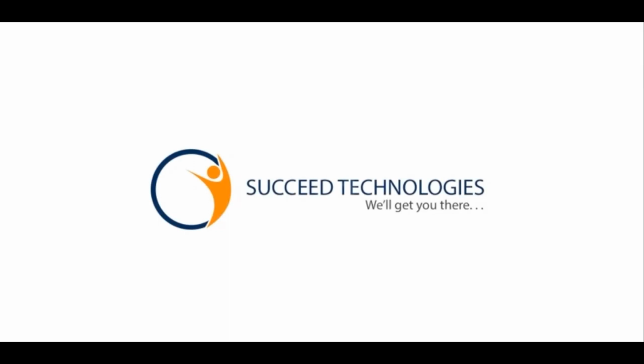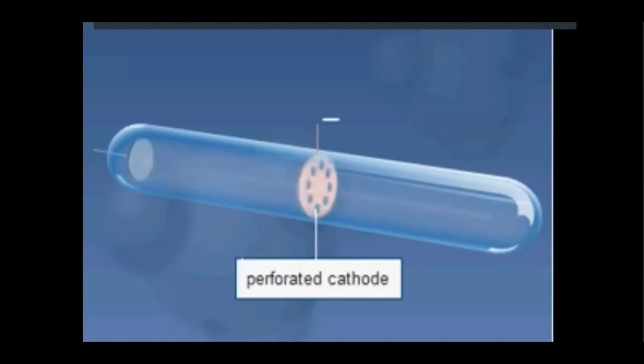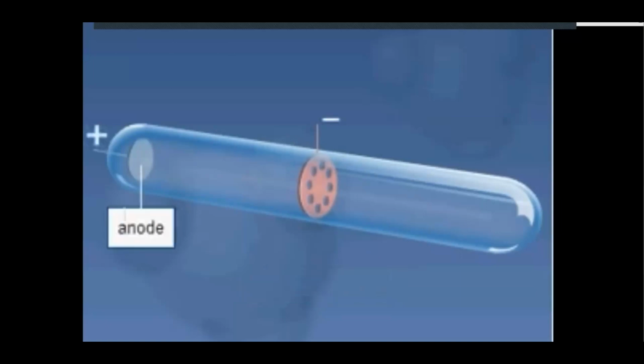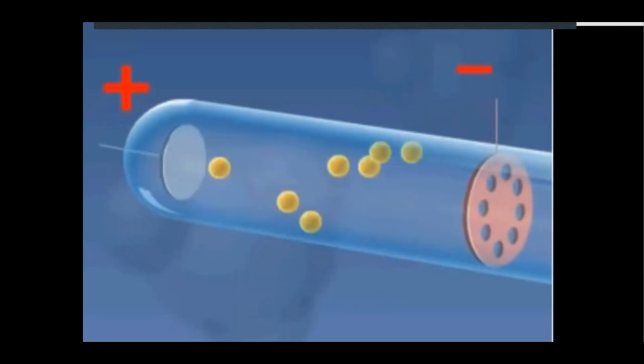Evidence for the existence of positively charged massive particles, known as protons, came also from experiments with modified cathode ray tubes. The perforated cathode was placed in the middle, and a plain anode at one end of the tube. The tube was filled with hydrogen gas at very low pressure. When a high voltage was applied to the electrodes, electrons flowing from the cathode to the anode collided with hydrogen atoms, knocking off the electrons from them.